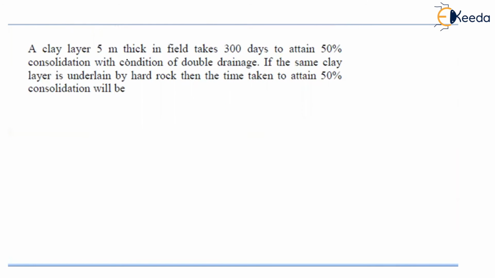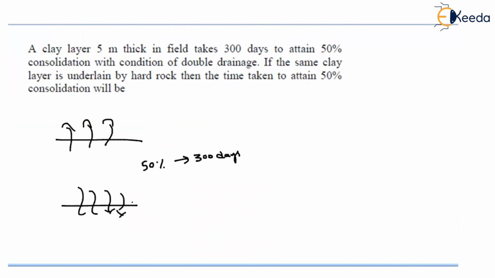A clay layer 5 meters thick in the field takes 300 days to obtain 50% consolidation with the condition of double drainage. If the same clay layer is underlain by hard rock, then what is the time taken to attain 50% consolidation? So there is a 5 meter thick layer. If you want to get 50% consolidation, how much time is required? 300 days. And the drainage is double, right? Then what about the second case?